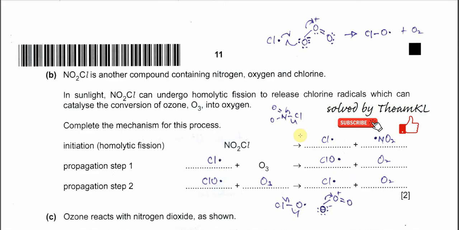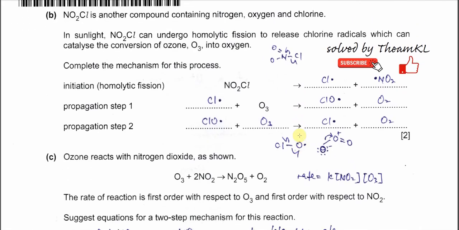Okay, part B. NO2Cl is another compound containing nitrogen, oxygen, and chlorine. In sunlight, NO2Cl can undergo homolytic fission, meaning the covalent bond breaks and the electrons in the bond go to different atoms. The electrons are shared equally, going to two different atoms, and this releases chlorine radicals, which can catalyze the conversion of ozone into oxygen. Complete the mechanism for this process.